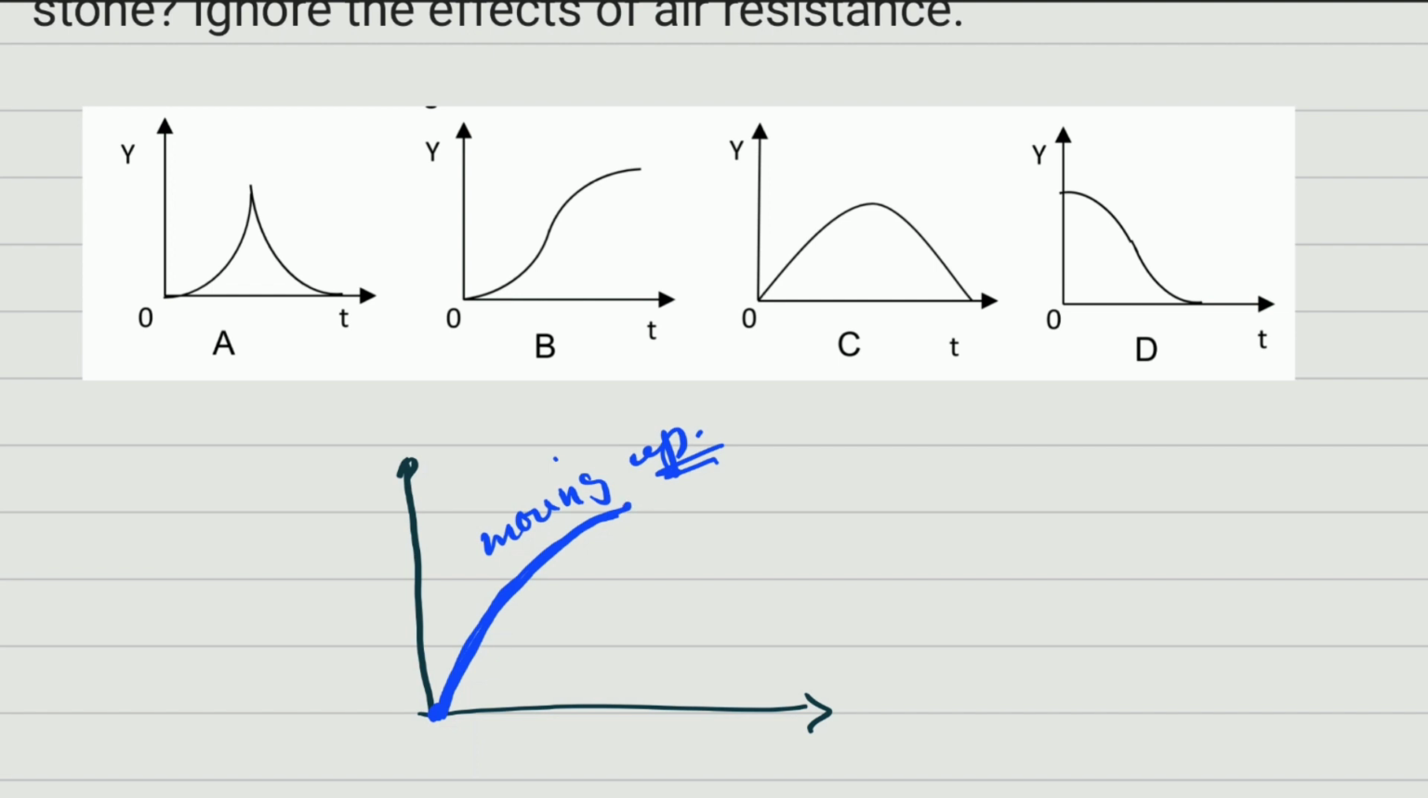At this point here will be the maximum height, H maximum. The object stops for a second and then goes all the way down, and this is the shape for the object going all the way down. So the correct answer is going to be C.